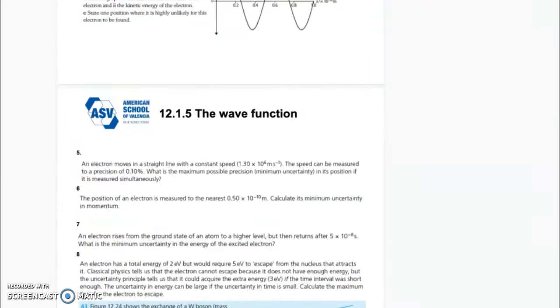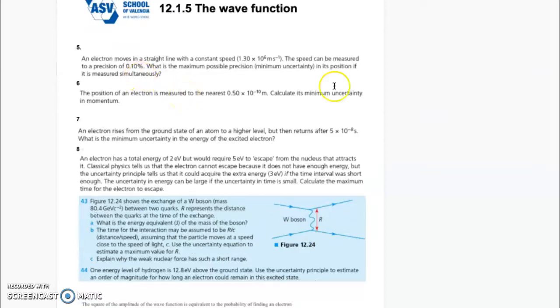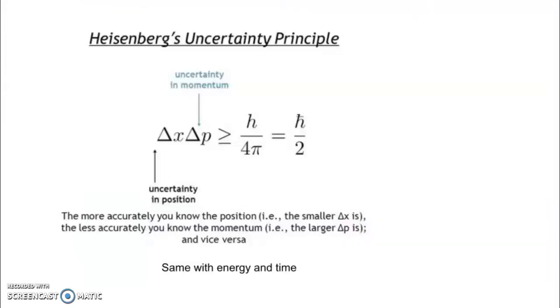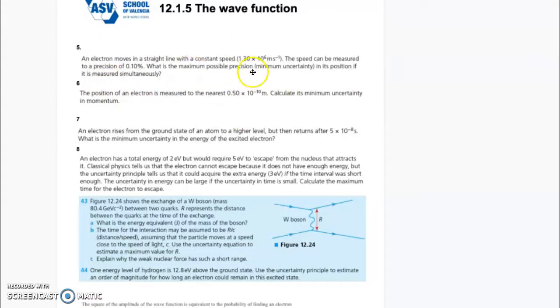In terms of the uncertainty principle, a lot of questions are fairly straightforward in that they simply want you to apply the equation in its maximum sense. So if we look here, we have uncertainty in position times uncertainty in momentum is greater than or equal to h over 4 pi. What we're looking at is the maximum, so when it's equal to: uncertainty in x times uncertainty in p equals h over 4 pi. The questions that you have to do generally involve the application of that equation. So you can see here, an electron moves in a straight line with a constant speed. The speed can be measured to a precision of 0.10%. So your uncertainty would be 0.10% of the speed, okay?